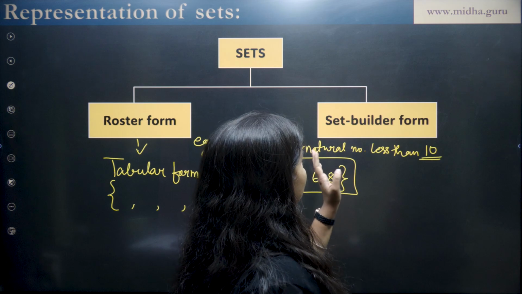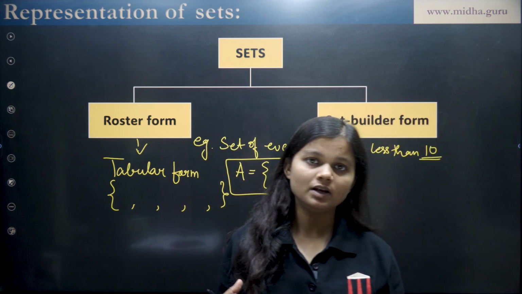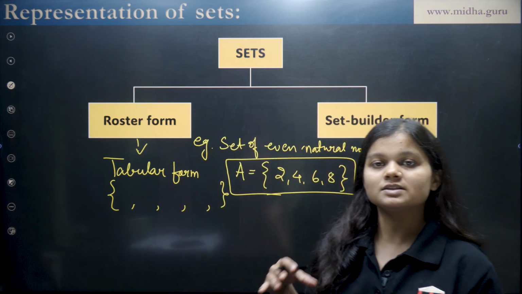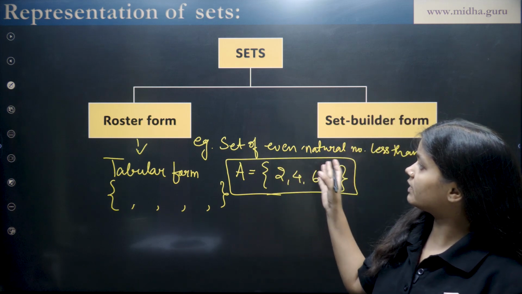Okay, and in set builder form, what is happening? We take a variable and a property which satisfies the given condition.